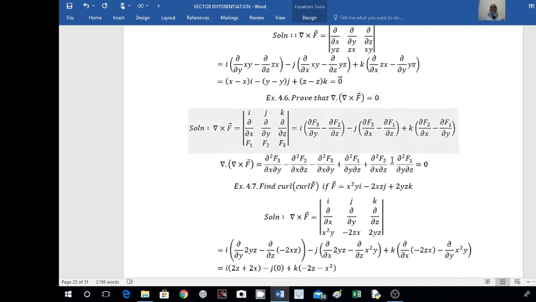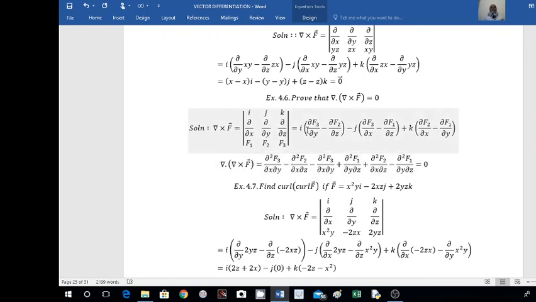Now I have to find out del dot of this. Del dot of this means dou f1 by dou x plus dou f2 by dou y plus dou f3 by dou z. That is divergence of f. If I take this as f1, this as f2, this as f3: first one with respect to x derivative, plus second one with respect to y derivative, plus third one with respect to z derivative.